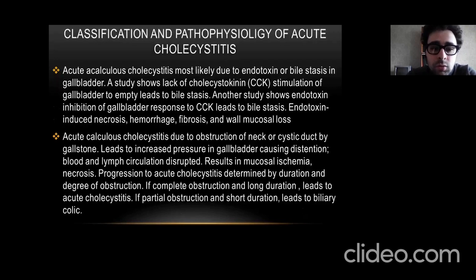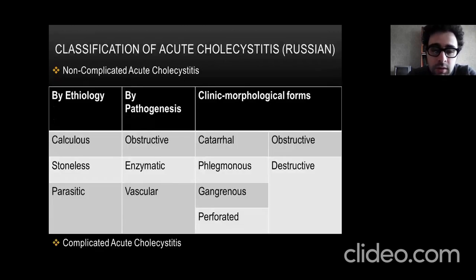Pathophysiological classification of cholecystitis: acute calculous and acalculous. Here, a simple table for you. By etiology it is divided into calculous, and specific, parasitic. By pathogenesis: obstructive, enzymatic, and vascular. Vascular means because of thrombosis, primary gangrenous. By clinical morphological form, just like appendicitis: catarrhal, phlegmonous, gangrenous, and perforated, and non-complicated, complicated, plus obstructive and destructive. These are the pathogenetic forms.